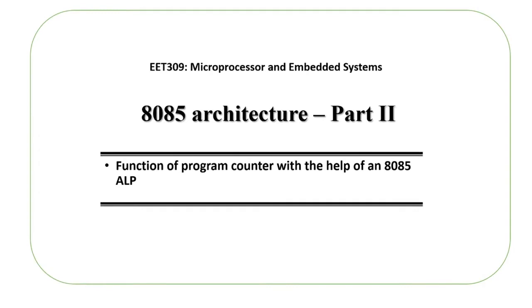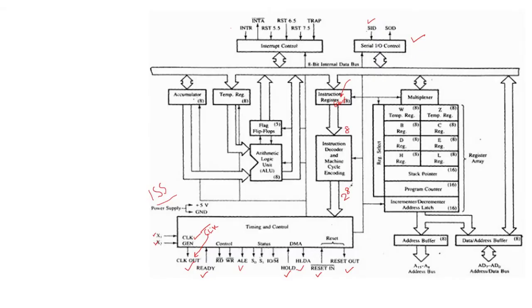In this section, we are going to discuss 8085 architecture part 2. Here, we will discuss the function of the program counter with the help of an 8085 assembly language program. So this is the block diagram corresponding to the internal architecture of 8085.